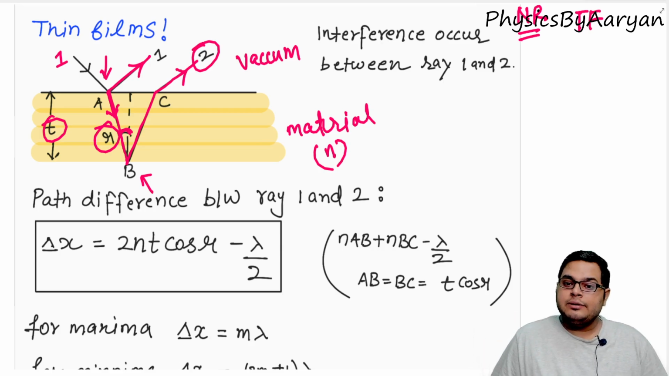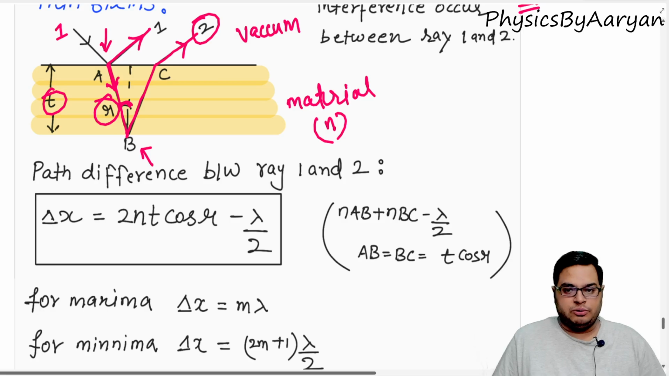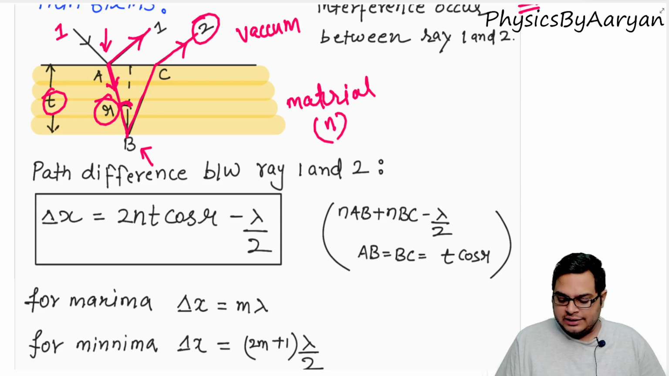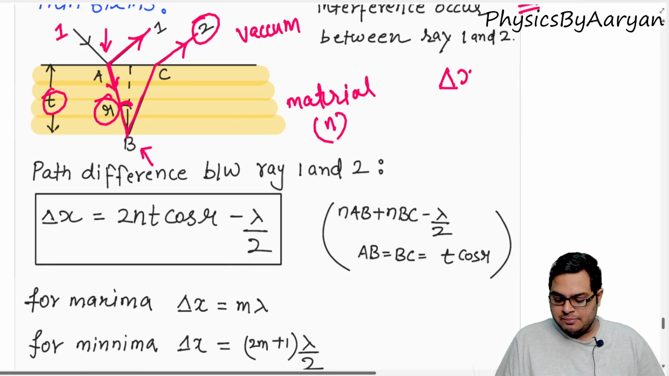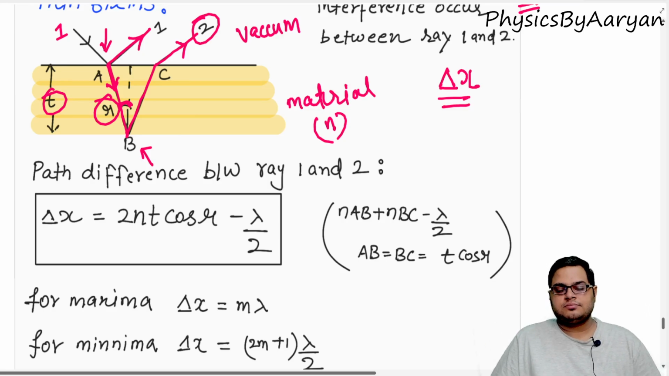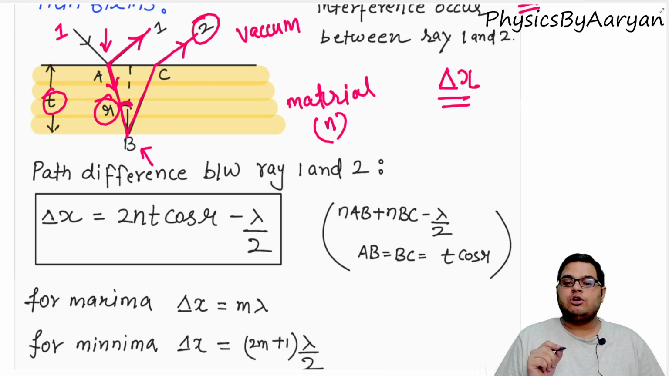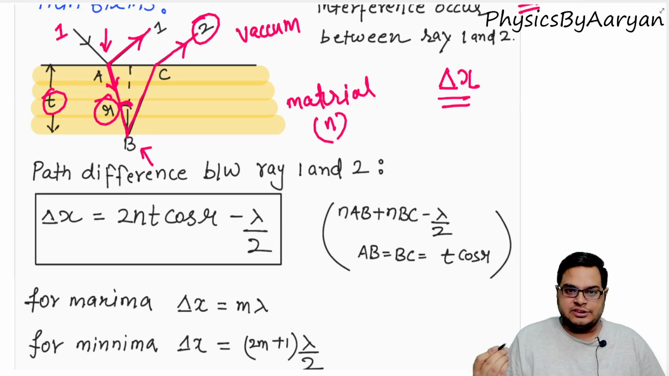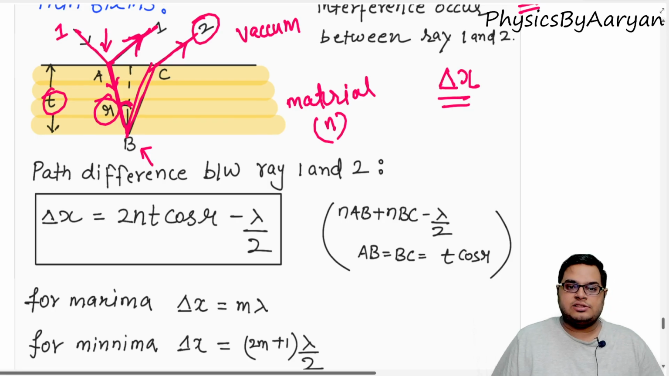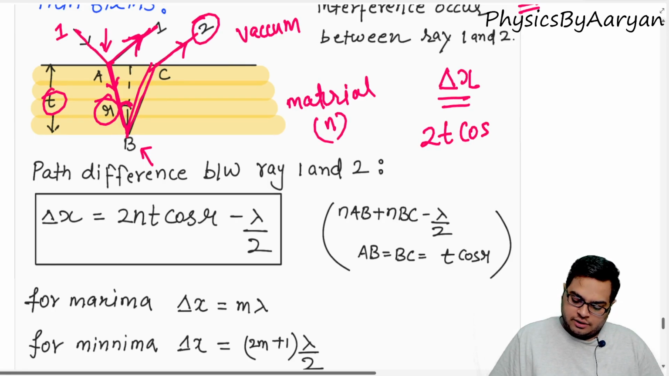In order to understand that maxima and minima, we need the path difference between them, or the phase difference between the waves. So what is the path difference between wave 1 and wave 2? Let's say the path difference between both waves is given by delta x. The path difference is coming because both of them are covering different distances. You see, this wave only came till here and then reflects, but the second wave has covered an extra distance, and this extra distance is 2t cos r.